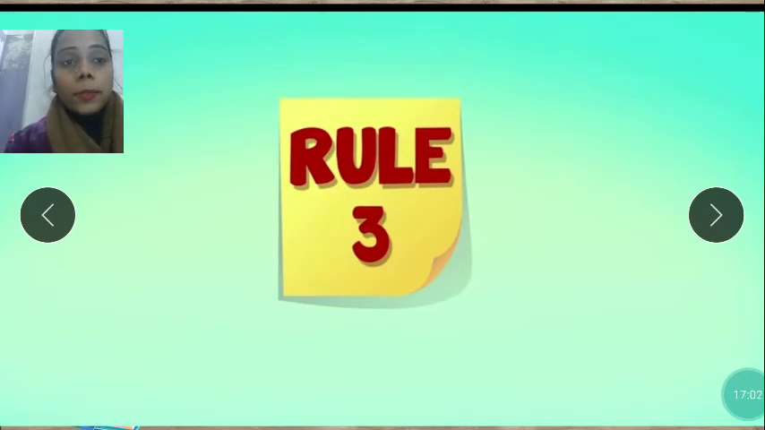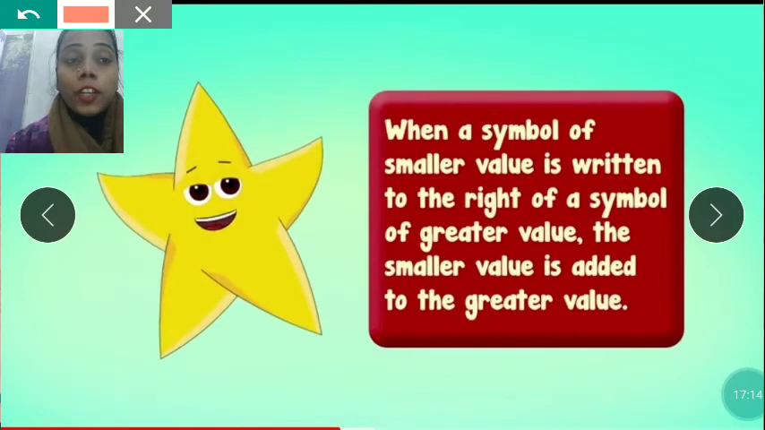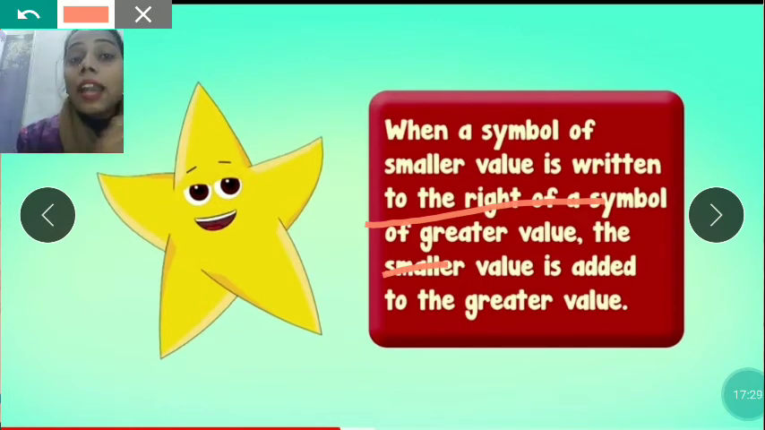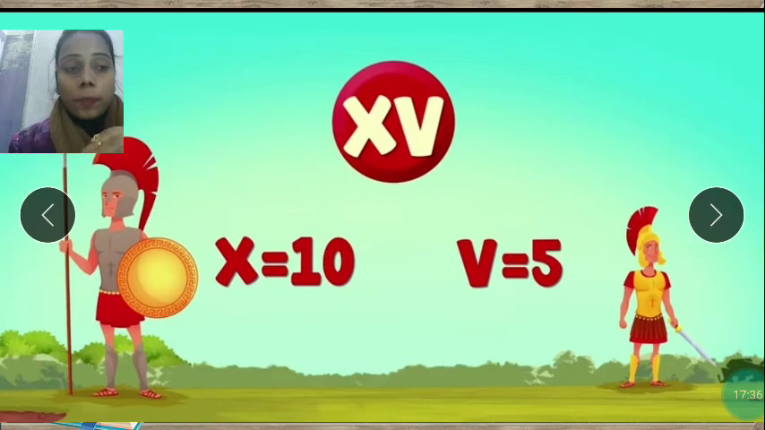Now the rule number 3. Students, when a symbol of smaller value is written to the right of a symbol of greater value, then what will we do in that case? In that case, we will add its value. Please see the example of what I mean to say.